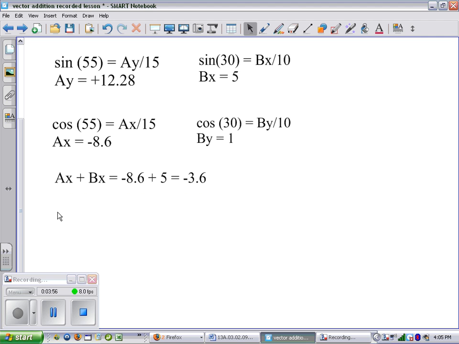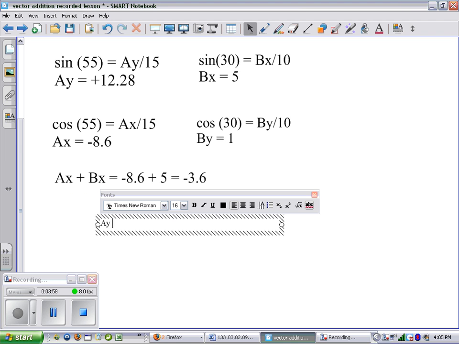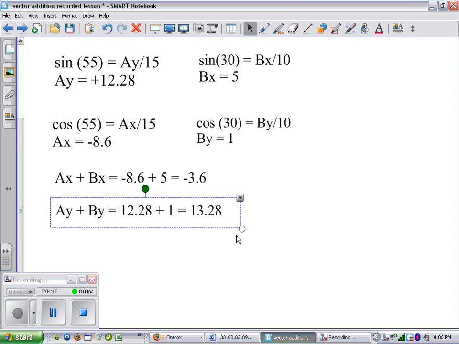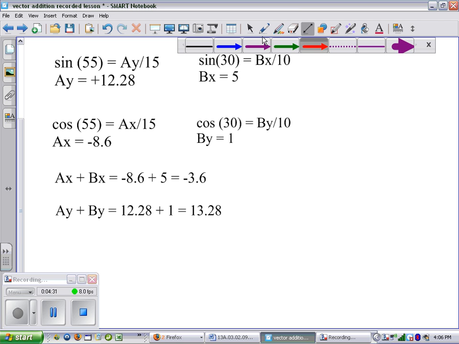Then I will add my y components. So Ay plus By equals positive 12.28 plus 1, which equals 13.28. Also make that large enough so you can see it. Once I have my total x component, which is negative 3.6, and my total y component, which is 13.28, I'm going to draw my final triangle.